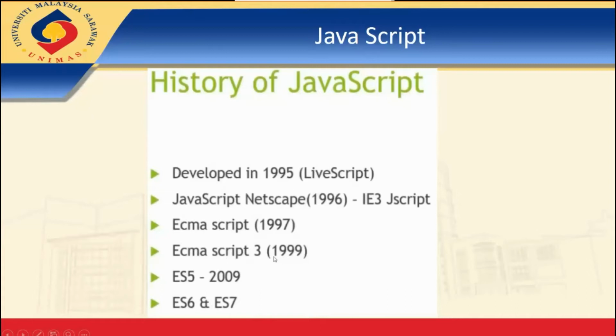Then in 1999 it became ECMAScript 3. In 2009 it became ECMAScript 5, and after that ECMAScript 6 and 7. Until now the current version goes up to ECMAScript 11: 8, 9, 10, 11. So all these are the different versions of ECMAScript. Every version brings some new things, some new facilities, and some new ways of writing the programming.